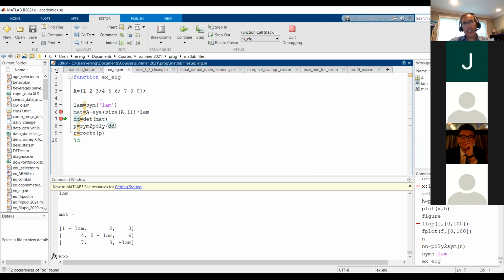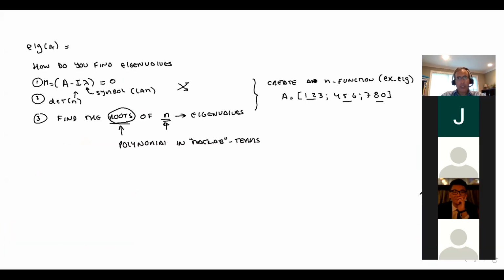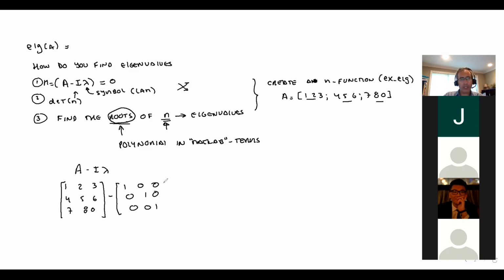Then what is this one here? This one here, guys, is A minus I lambda. Let me show you this. I will develop this one here. Imagine that A is 1, 2, 3, 4, 5, 6, 7, 8, 0. This was my A, correct? What is I lambda? I has the same dimension as this one, so it's going to be 1, 0, 0, 0, 1, 0, 0, 0, 1. That multiplies lambda, a constant.